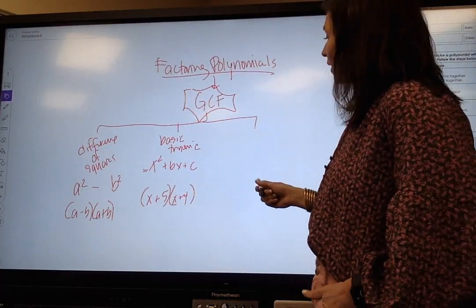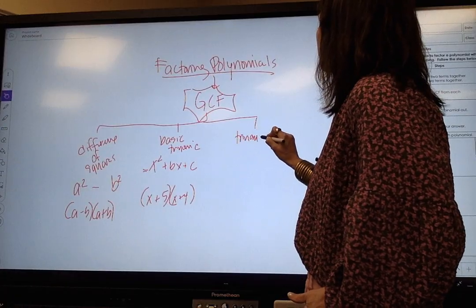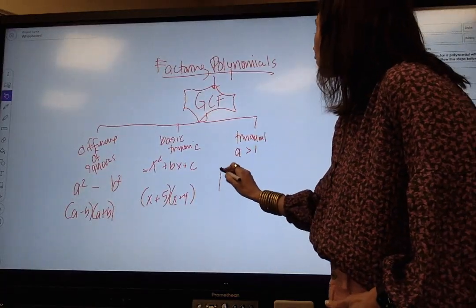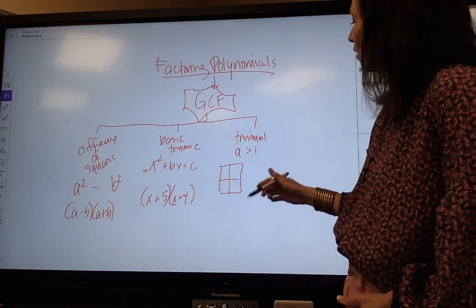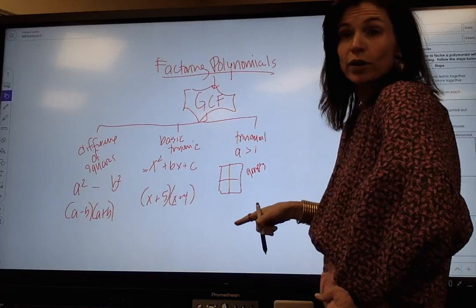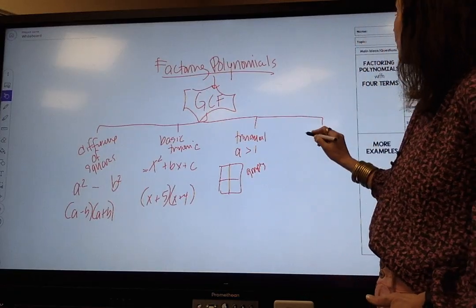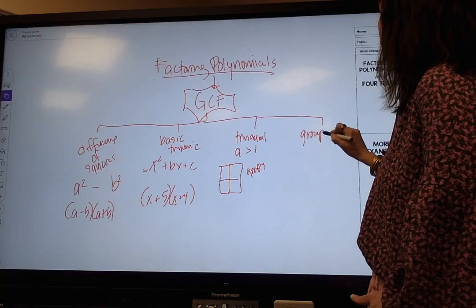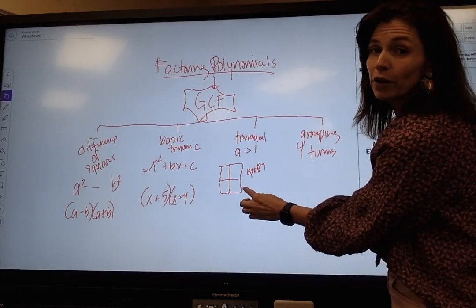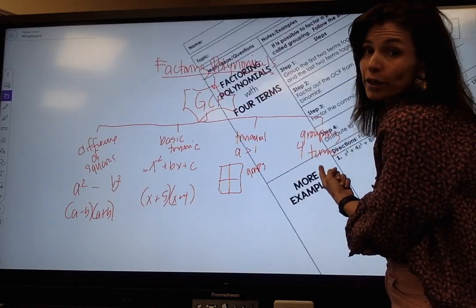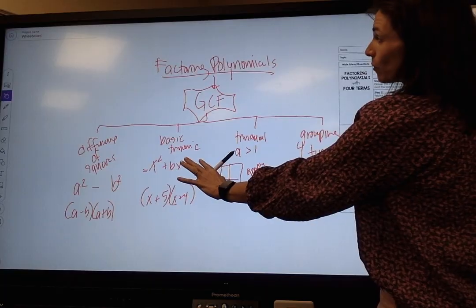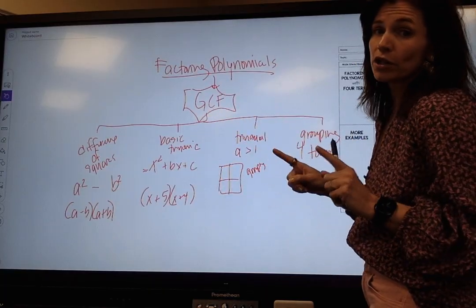The third method was, is it a trinomial where a is greater than 1? And if a is greater than 1, we either reverse boxed it, we filled the inside, or we did the grouping. Okay? So we had two different ways that we factored where a is greater than 1. Well, today we're going to talk about the grouping method. And the grouping method of factoring is when you have 4 terms. Because we've already done grouping over here, this section is going to be a breeze because you already know how to do it. So those are the different ways we do factoring polynomials, remembering we always go with GCF first.